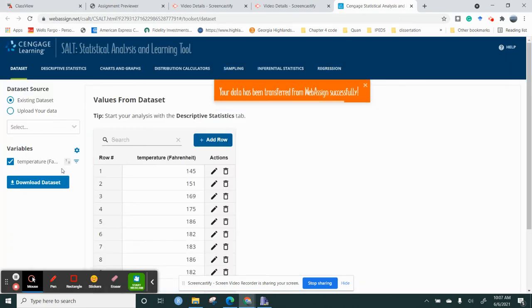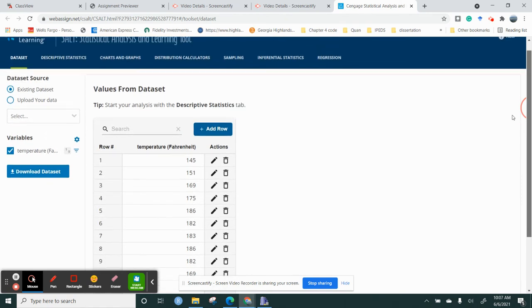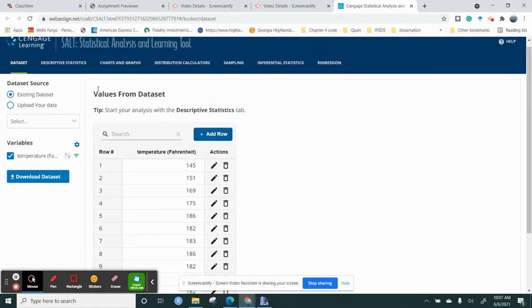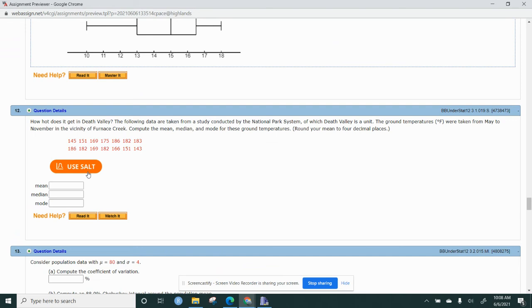If you see this button that says use salt, use it. Click on it. Okay, look what it's doing. It took that data and it put it on here, okay? All right, so next I've got it in there. I'm going to go to descriptive statistics. And look what it does. It gives me my mean for this one. I'm going to take this and put it here. And it wants how many decimals? 4 decimals. Okay, I've got it to 4 decimals.